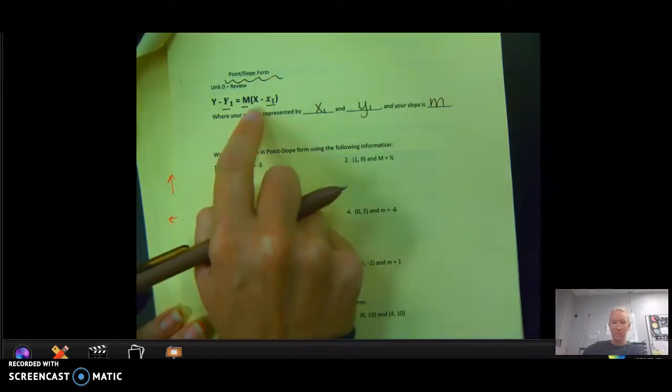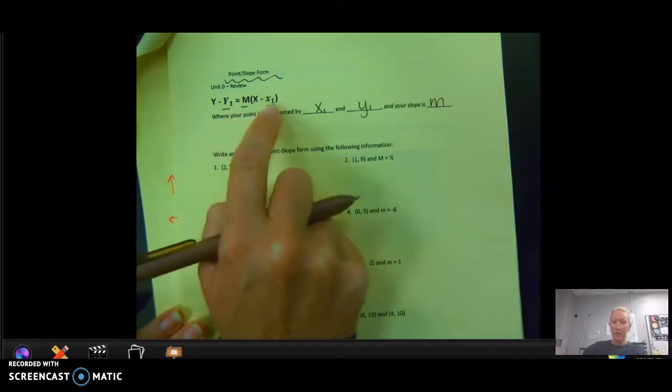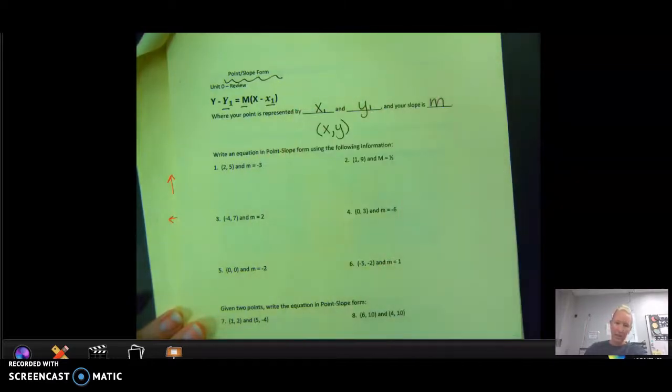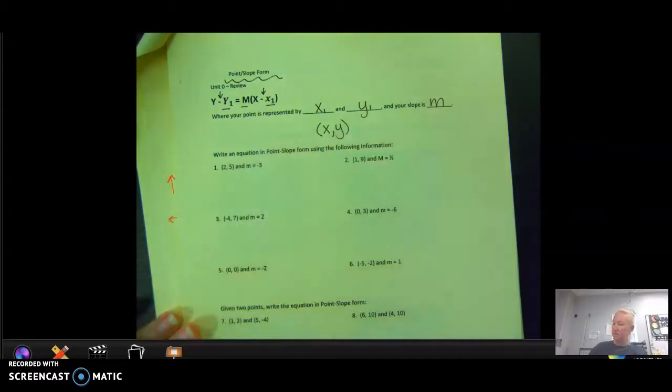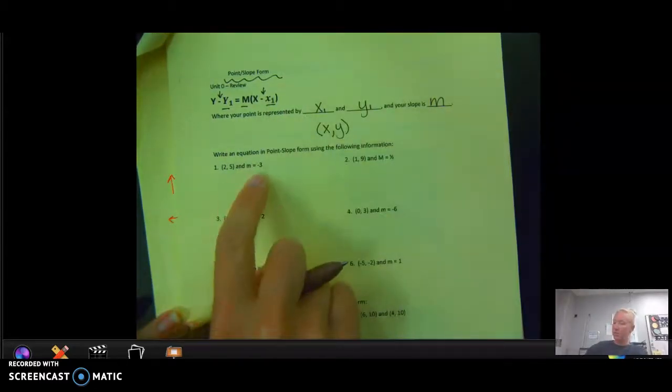Okay, so this guy, and this guy will all get numbers. This y will stay there, and that x will stay there. And y1, x1 come from a point on the line, your xy point. But you'll notice that it's always saying do the opposite, so subtract that. So we're going to try to put it into point slope form. I'm going to give you a point, I'm going to give you a slope.